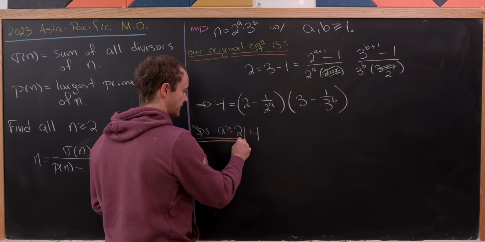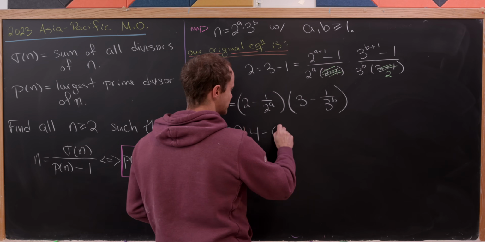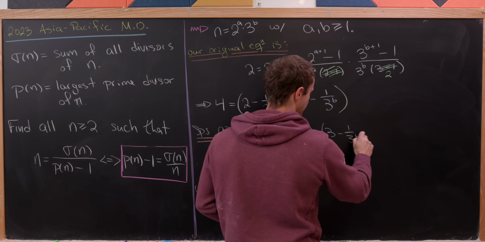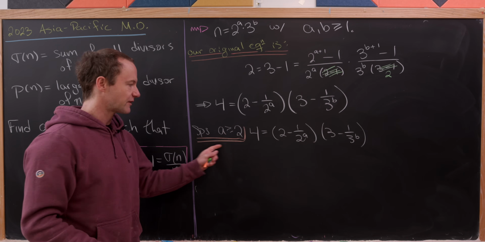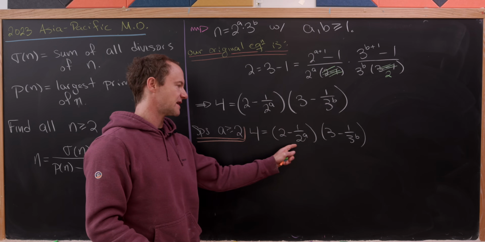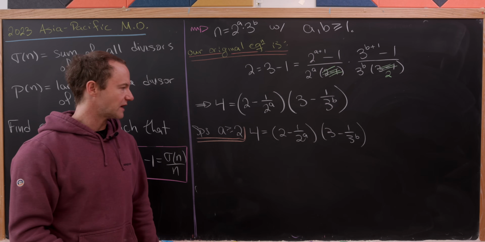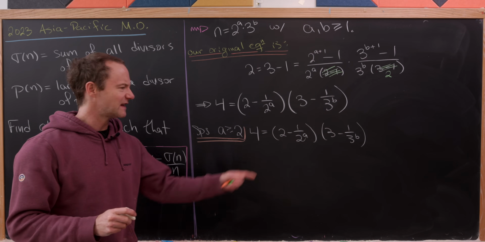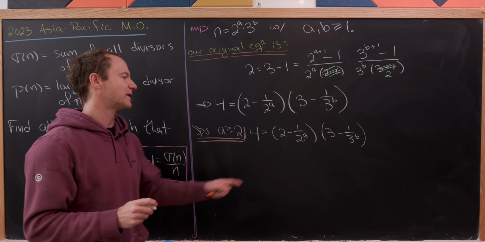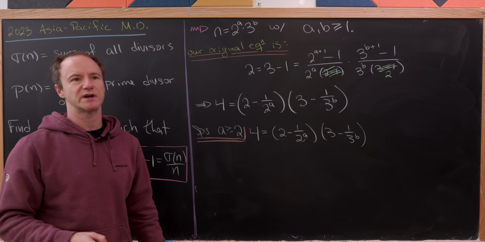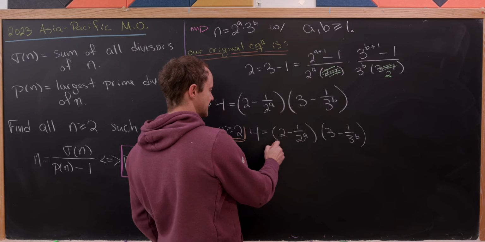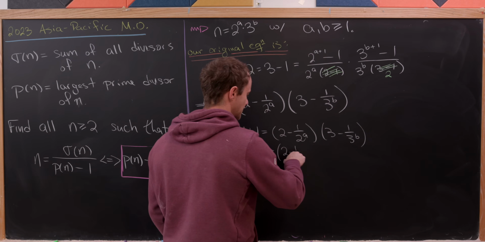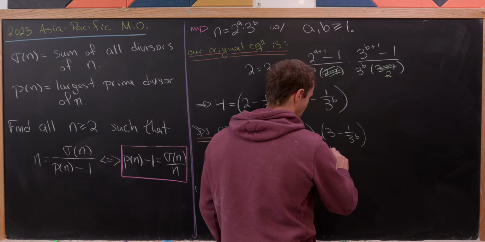So let's take this equation that we've got. We've got 4 is equal to (2 − 1/2^a) times (3 − 1/3^b). But now if a is bigger than or equal to 2, that means that this object right here is going to be bigger than or equal to 2 minus 1/4. You might say, well, it's in the denominator there, so shouldn't it be a less than symbol? But then we've got a minus sign there too, so the inequality gets switched two different ways. So this is going to be bigger than or equal to 2 minus 1/4, like I said, and then times (3 − 1/3^b).